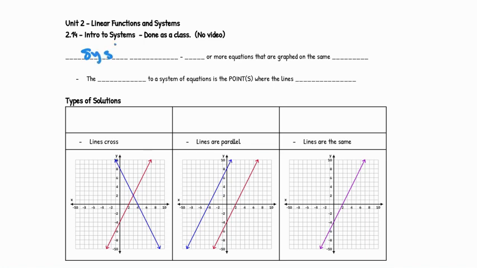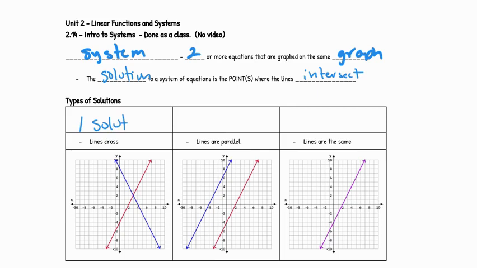Today we're talking systems of equations. Systems are when you have two or more equations that are graphed on the same graph, where you're looking for an ordered pair, an x and y, that solves the system, meaning it's true for both of them. The solution to a system of equations is where they intersect. It's what they have in common.